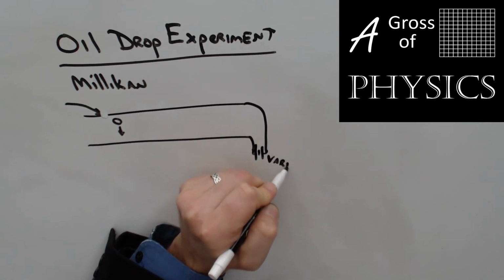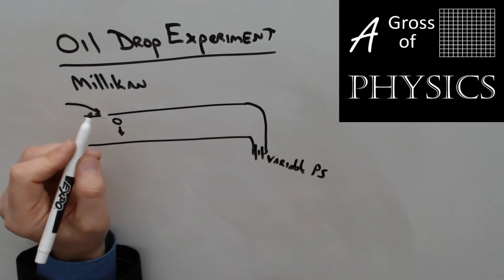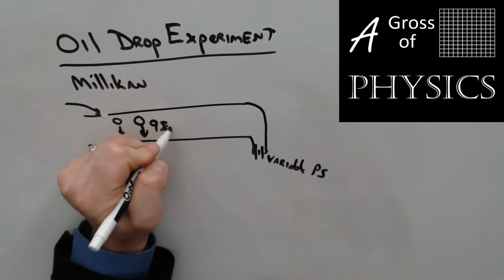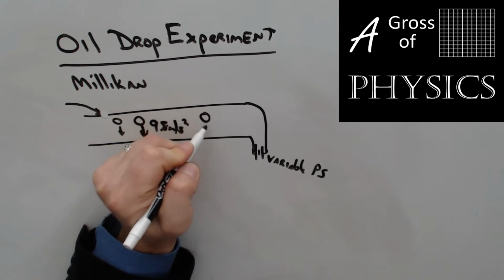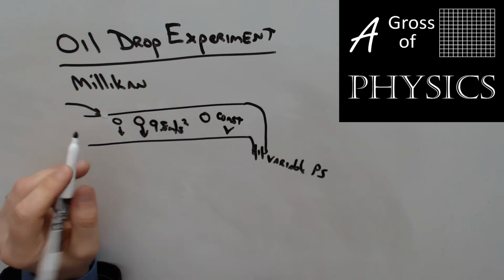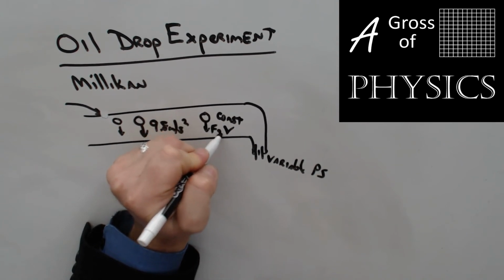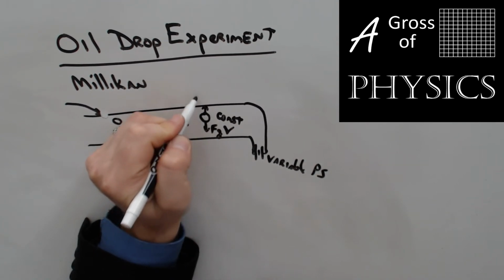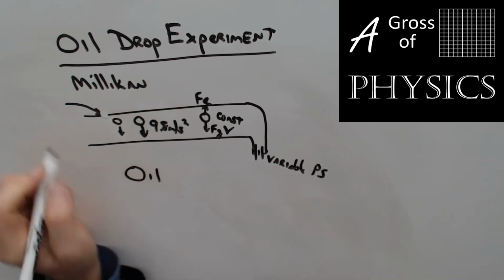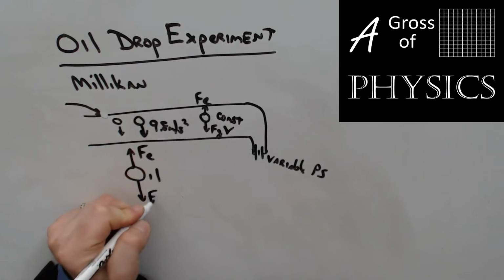So he had a variable power supply, which once again we'll discuss more in the current electricity section. Well, by changing the power supply, instead of falling at 9.8 meters per second squared, he was able to get them to fall at a constant velocity. Now, what that means is that they would fall at a constant velocity, gravity would act downward, and the electrostatic force would act up. So if this was the oil drop, I'll just make it oil, Fe was up and Fg was down.